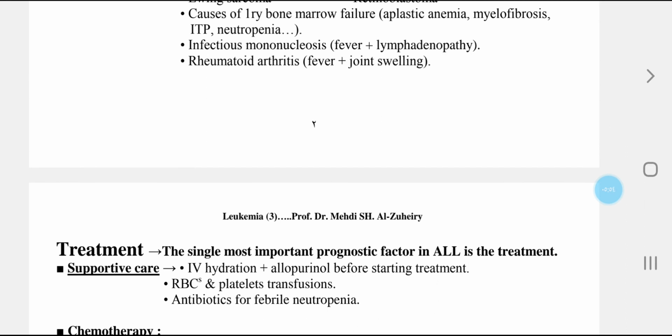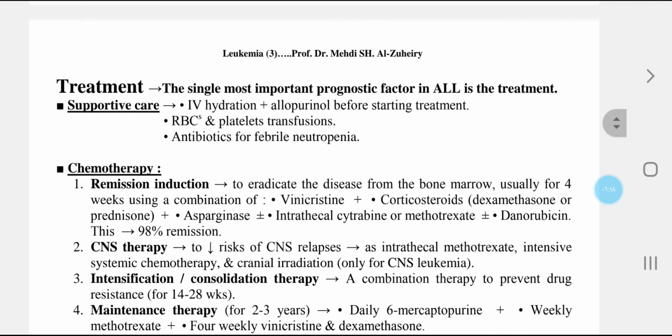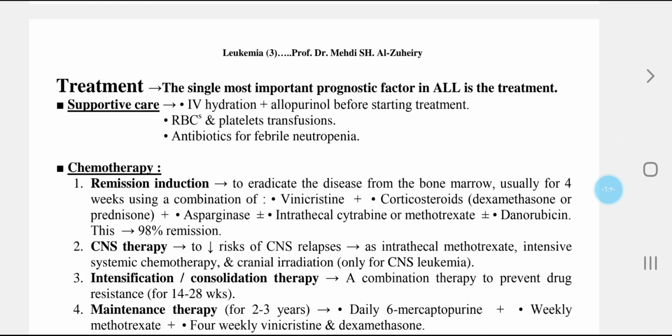Treatment of acute lymphoblastic leukemia. The single most important prognostic factor in acute lymphoblastic leukemia is the treatment. This includes first, supportive therapy by IV hydration plus allopurinol before starting treatment, RBCs and platelet transfusion, antibiotics for febrile neutropenia.